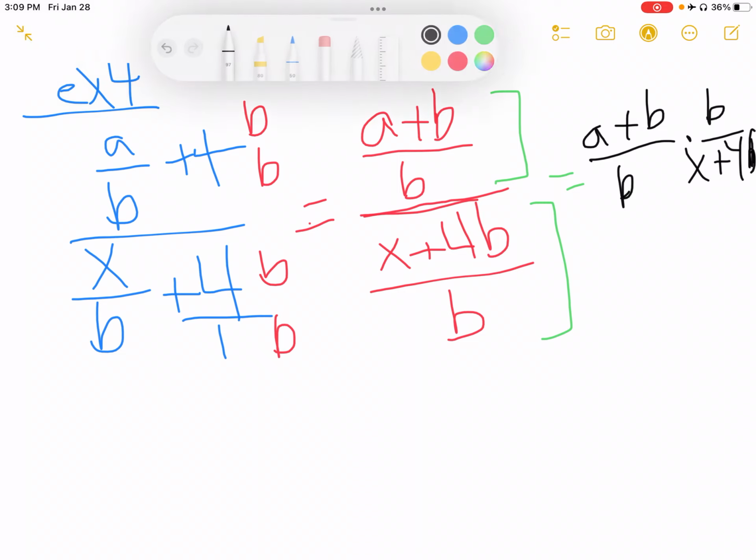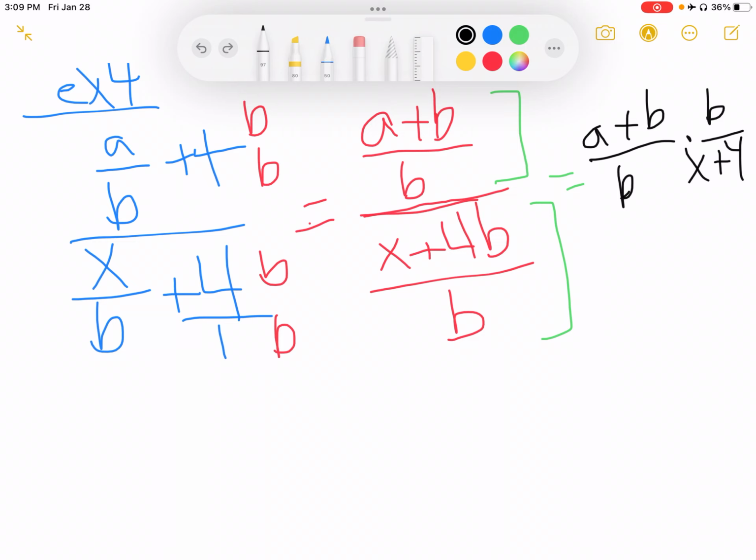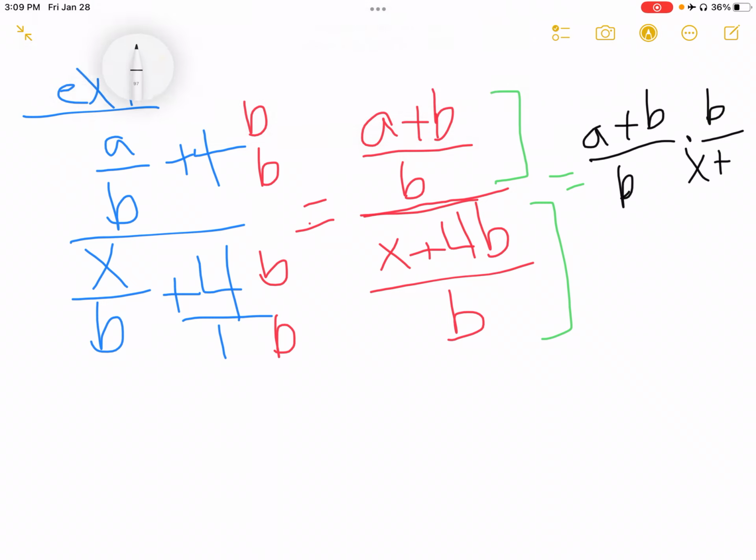Let me go back and remedy my mistake here, at least to make it a little more readable. So x plus 4 times b. You can see that this is the term from before, just inverted. Make sure you keep your parentheses when you're doing it.